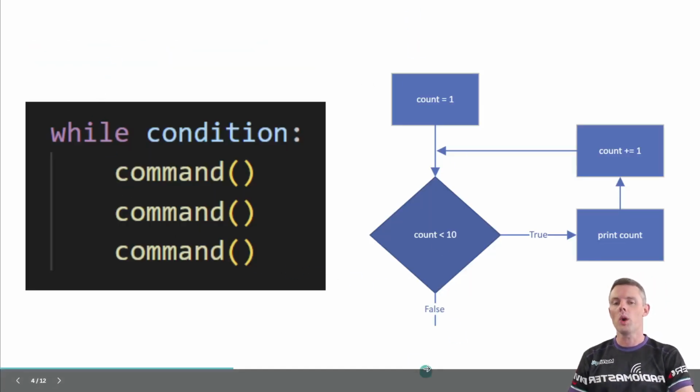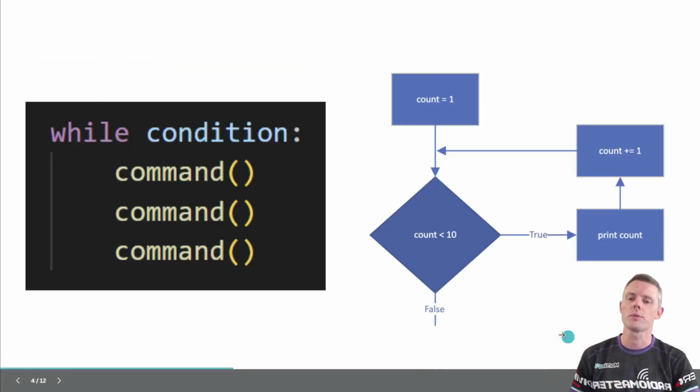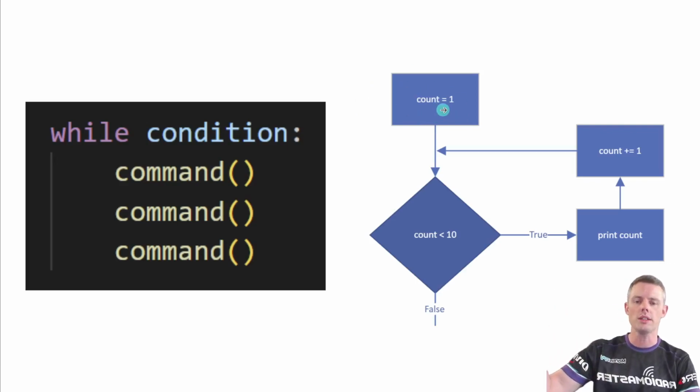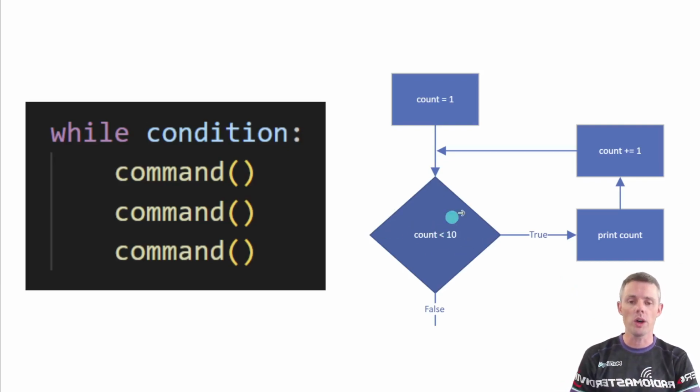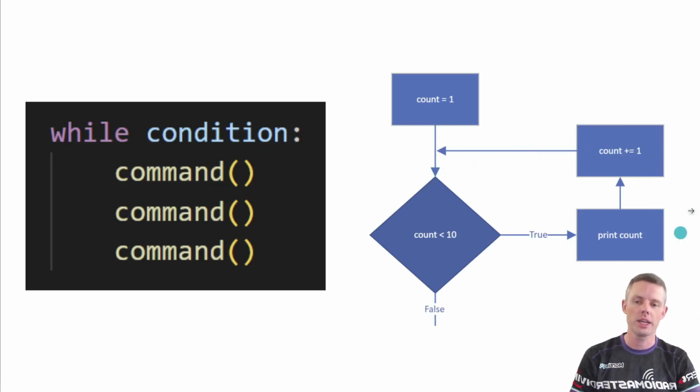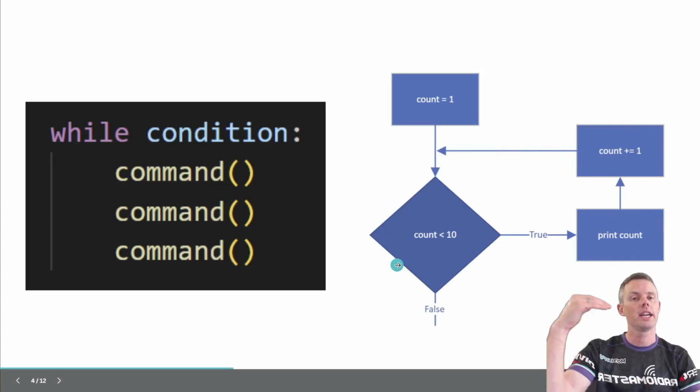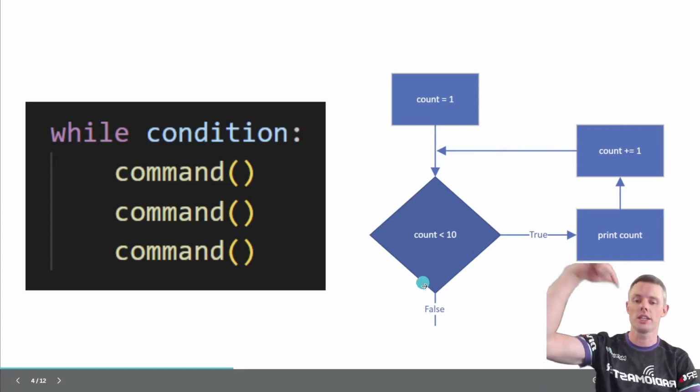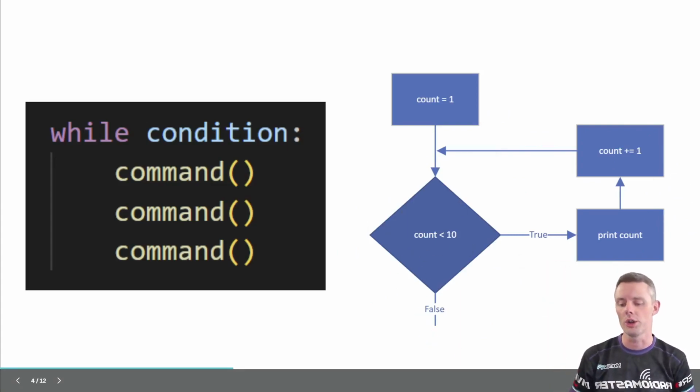Now, what does it look like in terms of the flowchart? Well, in terms of visualizing it, in my code, I set count to 1. We checked if count is less than 10, and it was, so we printed it, we added 1, and then we went back and we checked it again. And we continually repeated until it was 10 or bigger, and then it jumped down back into the main code.